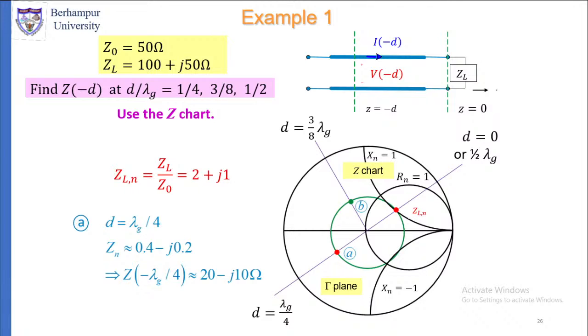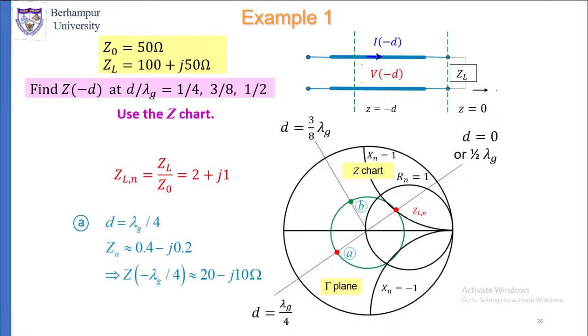We have a transmission line which is terminated on a load ZL. ZL is equal to 100 plus j50 ohm. So 100 is the resistive part, 50 is the reactive part. Since it is plus j50, it is inductive in nature. So the reactive part is inductive. The characteristic impedance of the transmission line is 50 ohm.